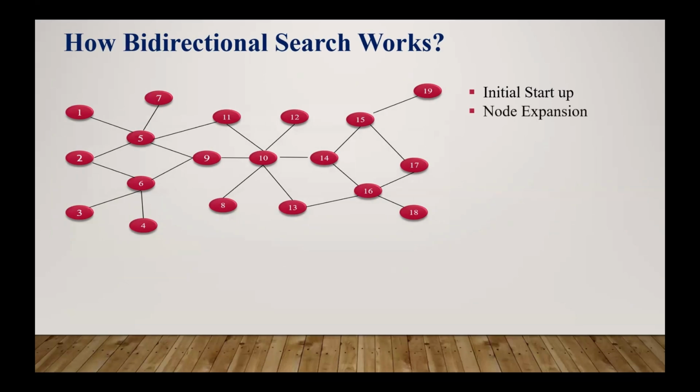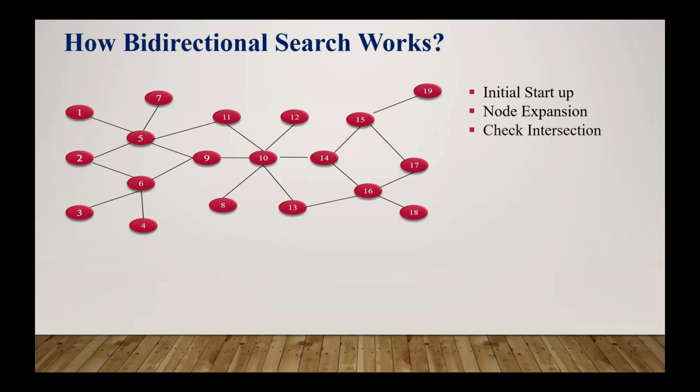Second is node expansion, meaning both the forward search as well as the backward search alternately expand the nearest unexplored node as per the searching algorithm, such as depth first search or breadth first search. Both alternate: first one move is done by the forward search, then another move by the backward search. Again forward, then backward, forward, backward. Alternately, they carry out the expansion.